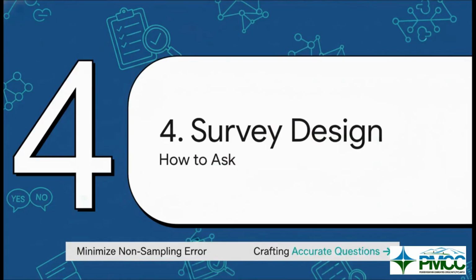All right, we are now ready to get into the nitty-gritty and build the actual survey instrument, the questionnaire. This is where we shift our focus from sampling error to minimizing non-sampling error. The way we craft our questions can either introduce a ton of bias or ensure we get clean, accurate data.